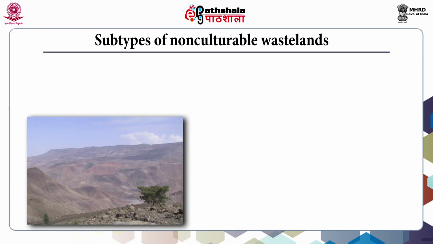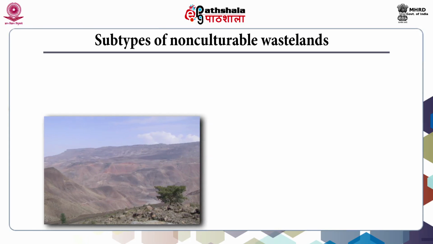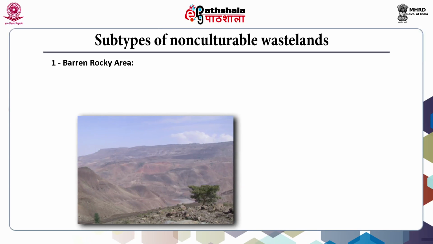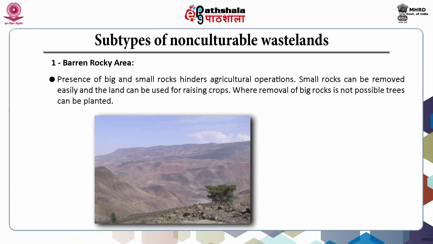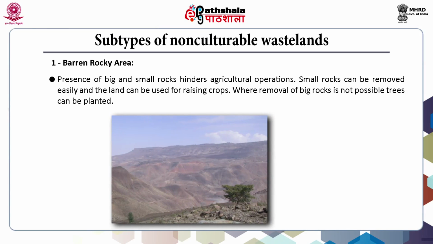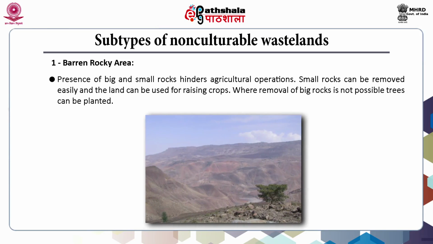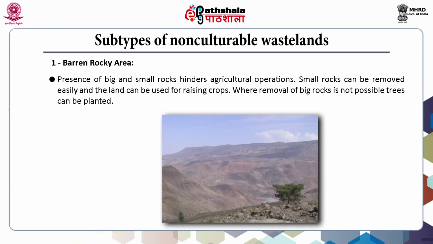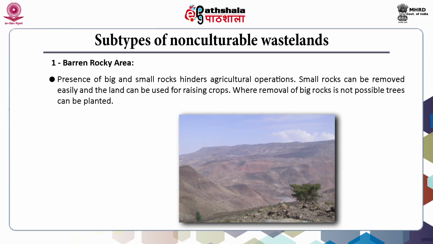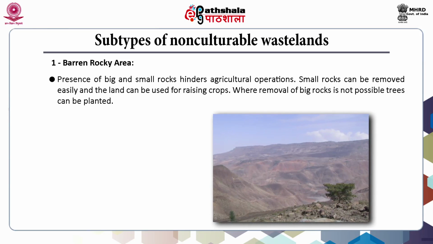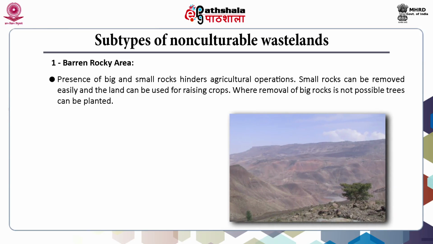Then, subtypes of non-culturable wastelands. Number 1, barren rocky area. The presence of big and small rocks hinders agricultural operations. Small rocks can be removed easily and the land can be used for raising crops. Where removal of big rocks is not possible, trees cannot be planted.